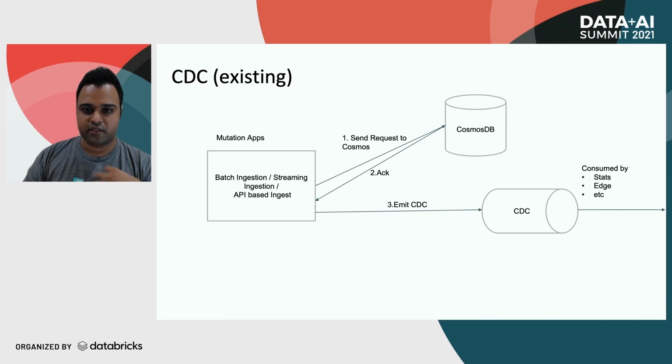So our existing change data capture system is this: you have a bunch of apps that can mutate data, like batch ingestion, streaming ingestion, or an API-based put or post that can make changes to data. They send requests to the hot store. Once we get an acknowledgment back with a 2xx, we emit a CDC message on the firehose to say this is a logical change that has happened. So what we want to do here is replicate the data from this hot store into the cold store, or the Delta store, in order to be able to do scans on top of that for the use case that I mentioned before.